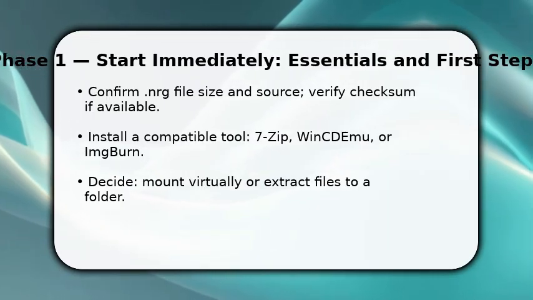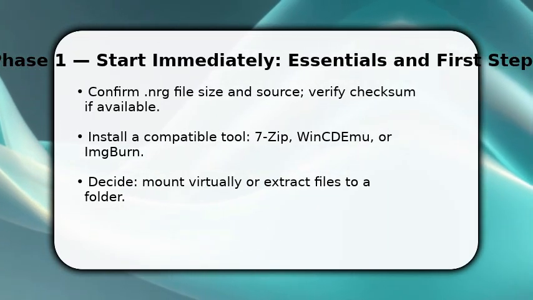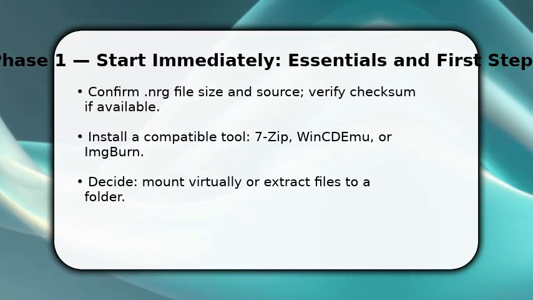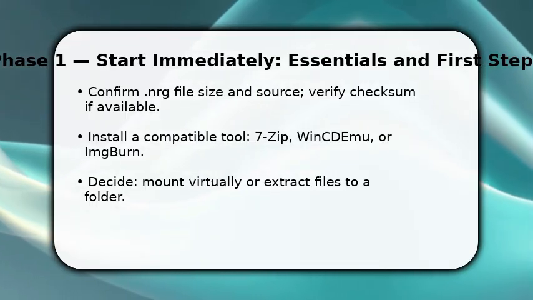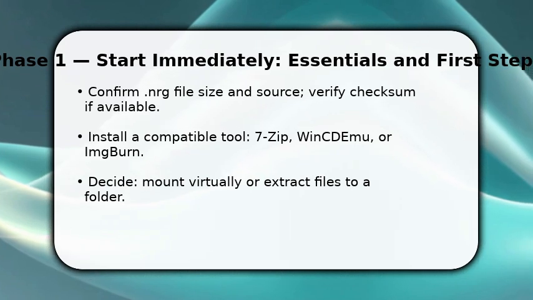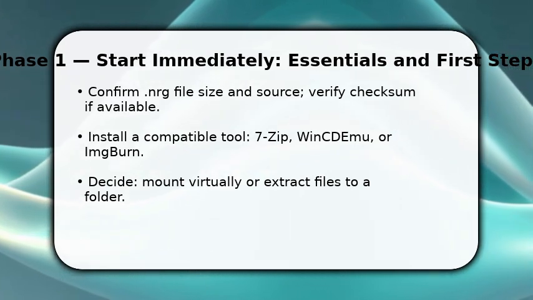Once done, right-click the NRG. With 7-Zip, select Open Archive. With WinCD Emu, choose Mount, and with ImgBurn, pick Read Image to begin. This gets you into the image quickly and safely.